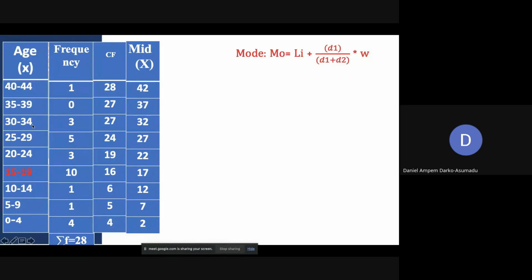30 plus 34 divided by 2 gives you the next one. You do that for all the classes. 0 plus 4 divided by 2 gives you 2. So these are the x values that represent each age class. Now, once we have found the x, the formula says summation fx. So what do we do again?